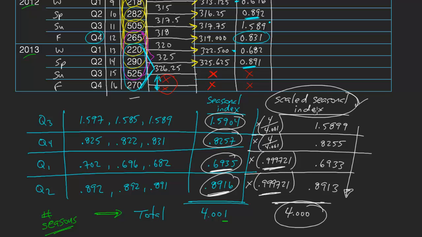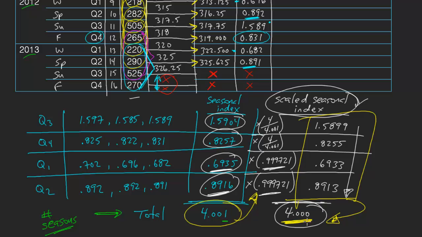If they don't ask you for these by name, they still mean that they want them to be scaled. They want you to check and see, did it add up properly? Because if there's a difference, you have to apply this correction. Once you apply that correction, you're going to get your scaled seasonal index values, and that will check out by giving you the exact number of seasons. Now, if it doesn't give you the exact number of seasons, it will definitely be closer than what you saw here.